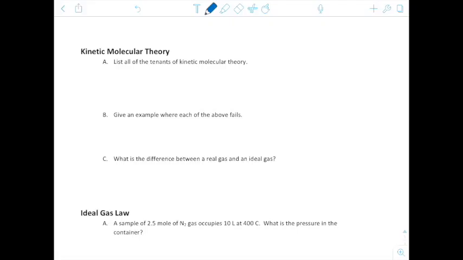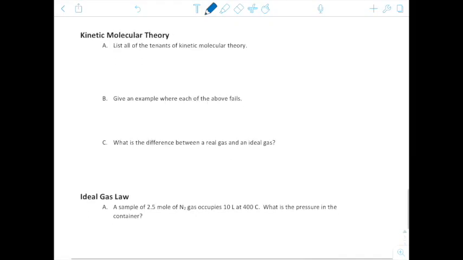An ideal gas follows every postulate of the kinetic molecular theory. It's a perfect gas. A real gas is going to vary slightly from the kinetic molecular theory because there are collisions, there are energy transfers, and they do occupy a volume, and so those are ways that a real gas is what we really get.